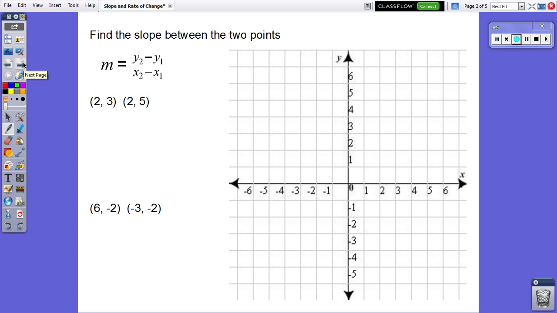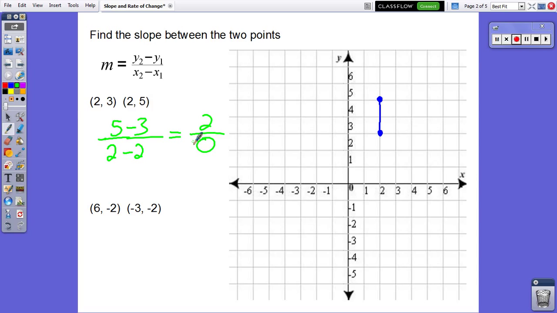Let's look at 2 more. On the top, we have the point 2, 3, and then 2, 5. You'll notice that this is going to make a vertical line. Let's look at what happens when we try to use the formula. We'll do y2 minus y1, so we get 5 minus 3 on the top. Then we do x2 minus x1 on the bottom, so 2 minus 2. 5 minus 3 is 2. 2 minus 2 is 0, so we get 2 divided by 0.